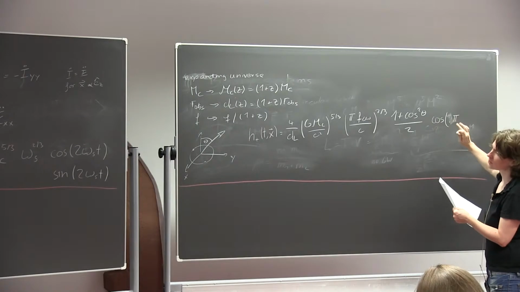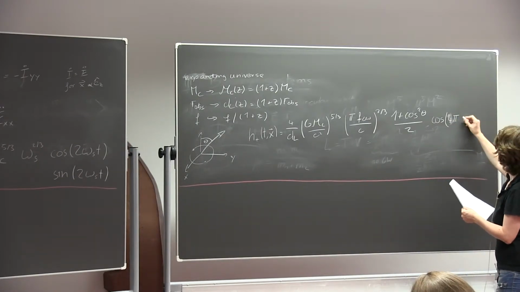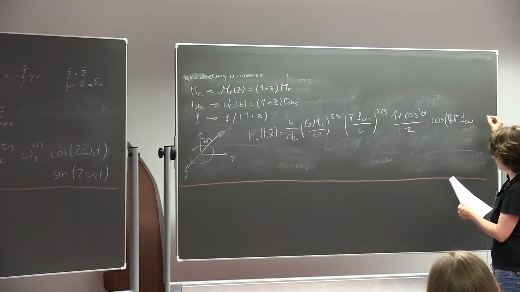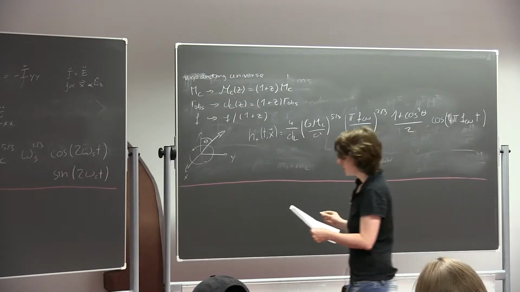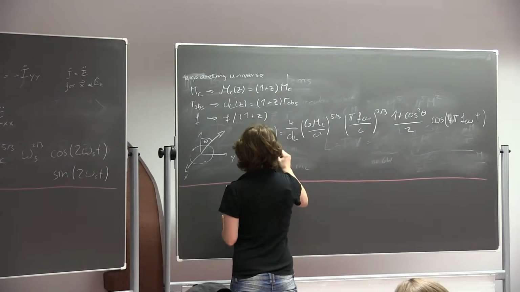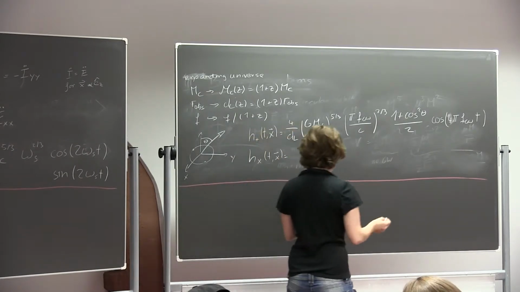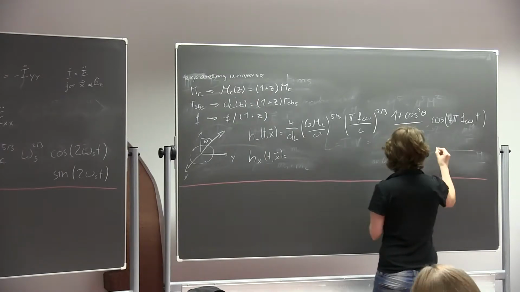Should be 4 pi f. Okay, 4 pi, the frequency of the gravitational wave, times time. And the same for the cross polarization. Here we get a cosine theta, and here we get the sine.